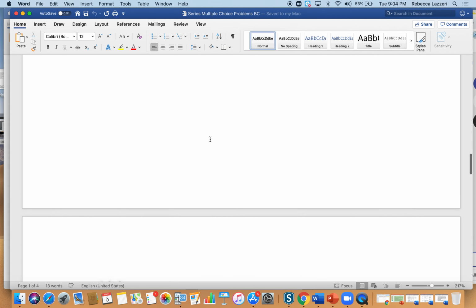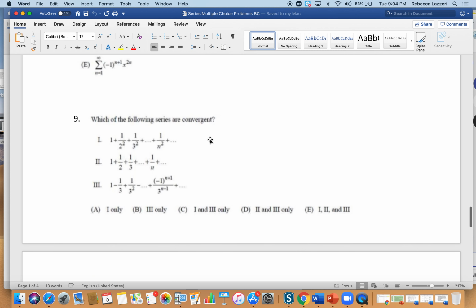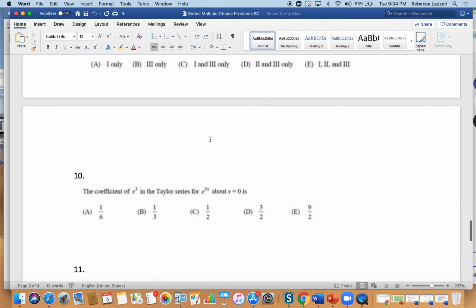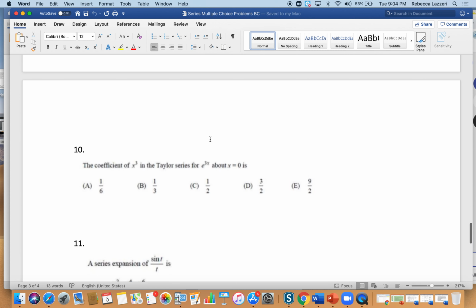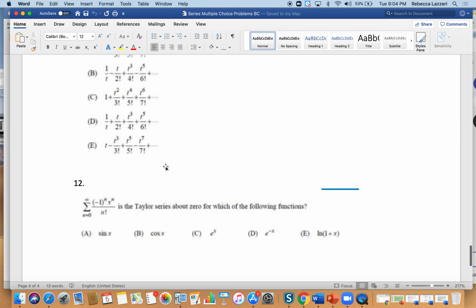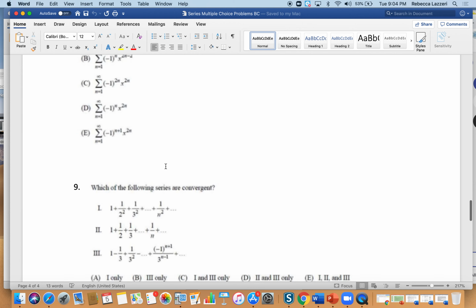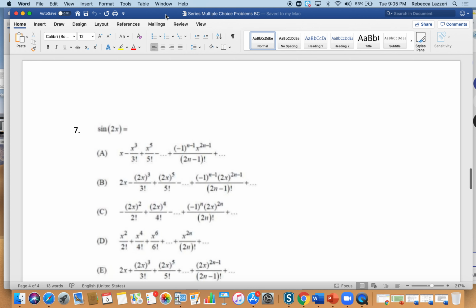You should be able to do all of these based on what I've just told you. Like here, e to the 3x, you want the coefficient of the x cubed term. And so you should work these. I believe there's 12 problems, and again, I apologize for the fuzziness.